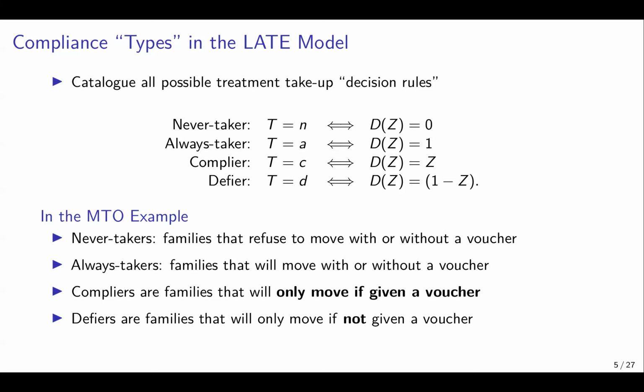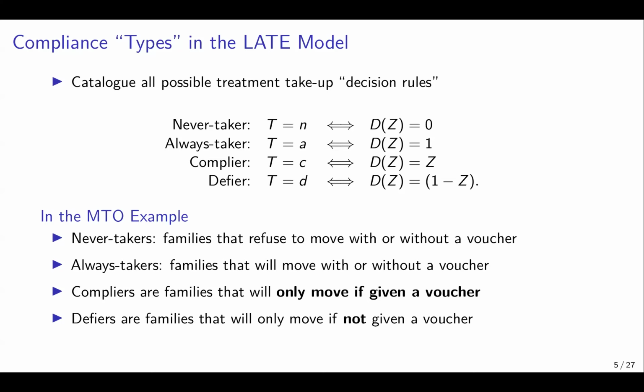First of all, you could have a decision rule that says, no matter what you give me, whether you give me a voucher or not, I am not going to move. What kind of family is that? Well, we'll give them a name. We'll call them never takers. And I'm going to use the notation T equals N. T stands for type. So I'm thinking of 4 types of families. And the first type is never taker, so I'll denote that type by N.